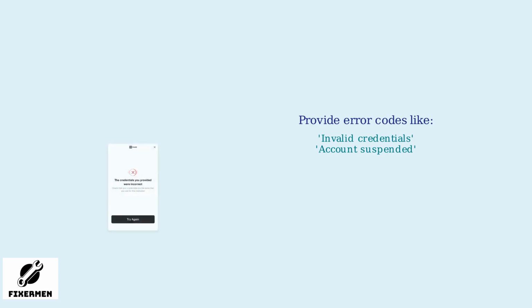To help support diagnose your issue faster, be ready to provide specific error codes you're seeing, such as invalid credentials or account suspended. Having this information ready will speed up the resolution process. For example, if you see an error message about incorrect credentials, or if your account appears suspended, these are the types of issues support can help resolve.